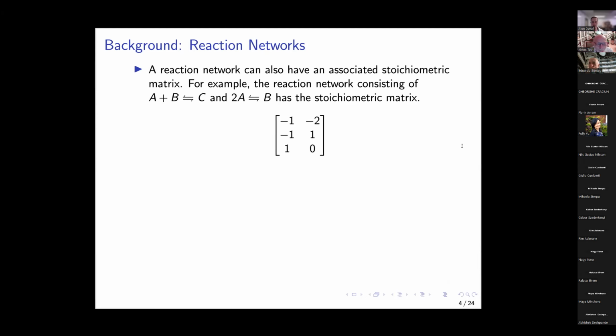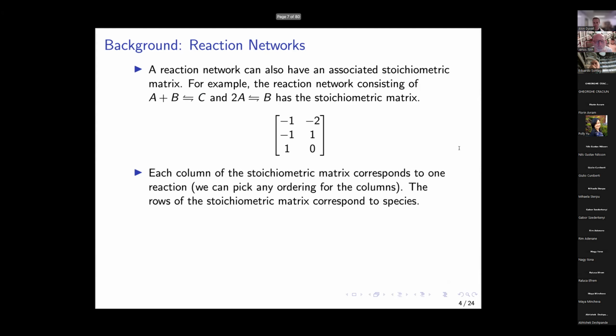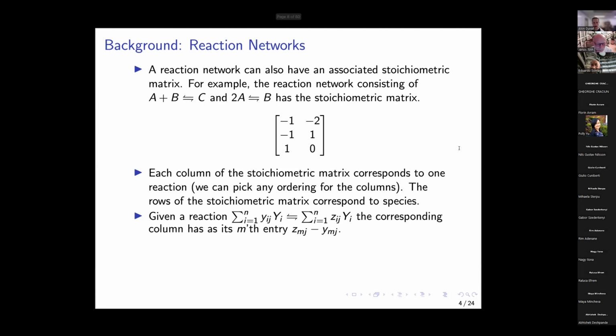For a reaction network, we can associate a stoichiometric matrix, and this is just associating numbers to the reactions. In general, the reaction networks I'm going to consider are going to be non-catalytic. So if a species appears on one side of the reaction, it does not appear on the other. And this is going to be convenient for defining the stoichiometric matrix. The stoichiometric matrix is a matrix where each column refers to a reaction vector and each row corresponds to a species. In general, we have a formula for computing each entry.